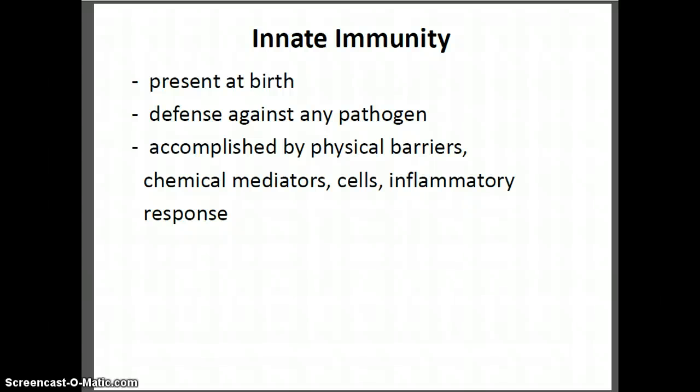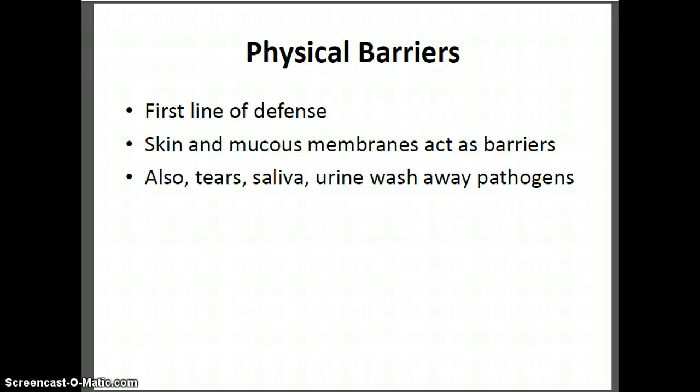components. Innate immunity is present at birth, hence called innate, and it is more general. It will defend us against any pathogen, and it is accomplished by physical barriers, chemical mediators, cells, and the inflammatory response, and we'll look at what this means in a moment. Physical barriers such as skin and mucous membranes are our first line of defense. So we have mucus, for example, in our respiratory tract along with ciliated epithelium, and this helps to trap and remove some of the pathogens.